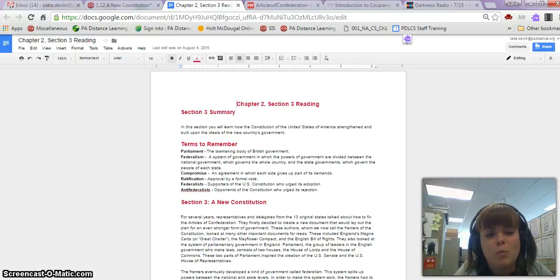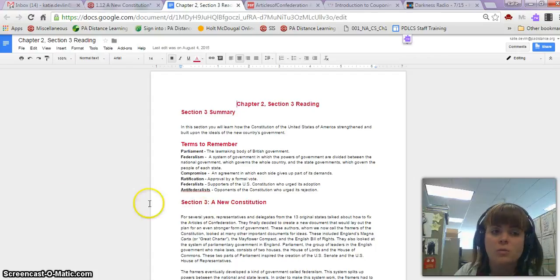Terms to remember. 1. Parliament, the lawmaking body of the British government. 2. Federalism, a system of government in which the powers of government are divided between the national government, which governs the whole country, and the state governments, which govern the people of each state. Compromise, an agreement in which each side gives up part of its demands. Ratification, approval by a formal vote. Federalists, supporters of the United States Constitution who urged its adoption, and Anti-Federalists, opponents of the Constitution who urged its rejection.